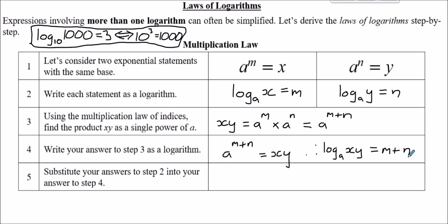But for step 5, we can remember what m and n were from step 2. M was log base a of x, and n was log base a of y. So log base a of xy is the same as log base a of x plus log base a of y. And that's the first important result we've got.